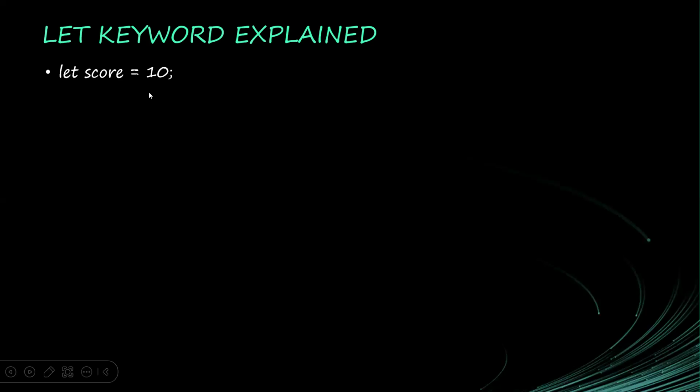I actually give this kind of information in my paid courses and in my mentorship programs. But here we are using the let keyword to create this variable. So the name of the variable is score, and we are setting it equal to 10. So here we have created a variable. If you want to change the value, you can change the value. It is as simple as this.